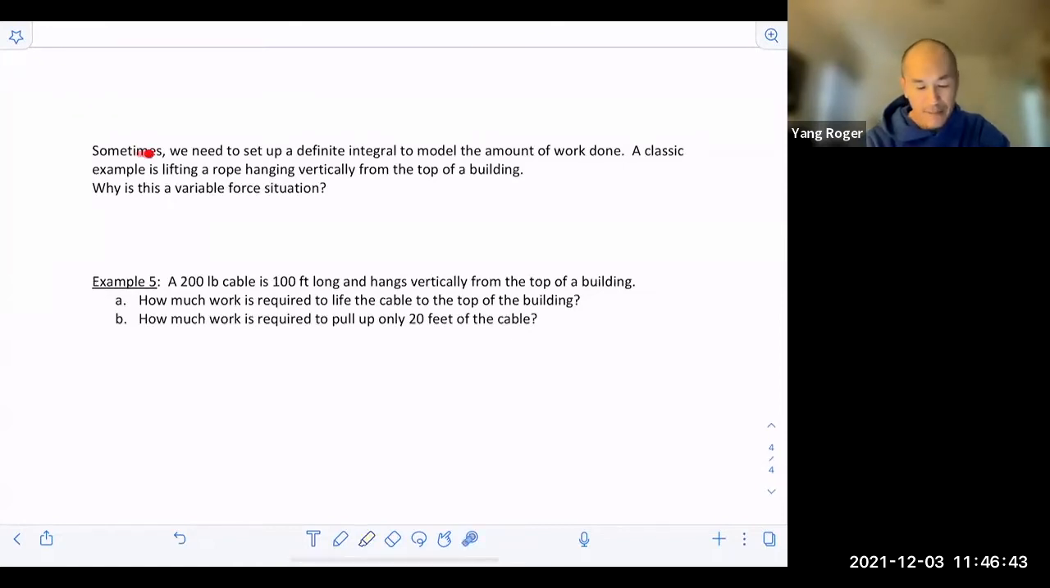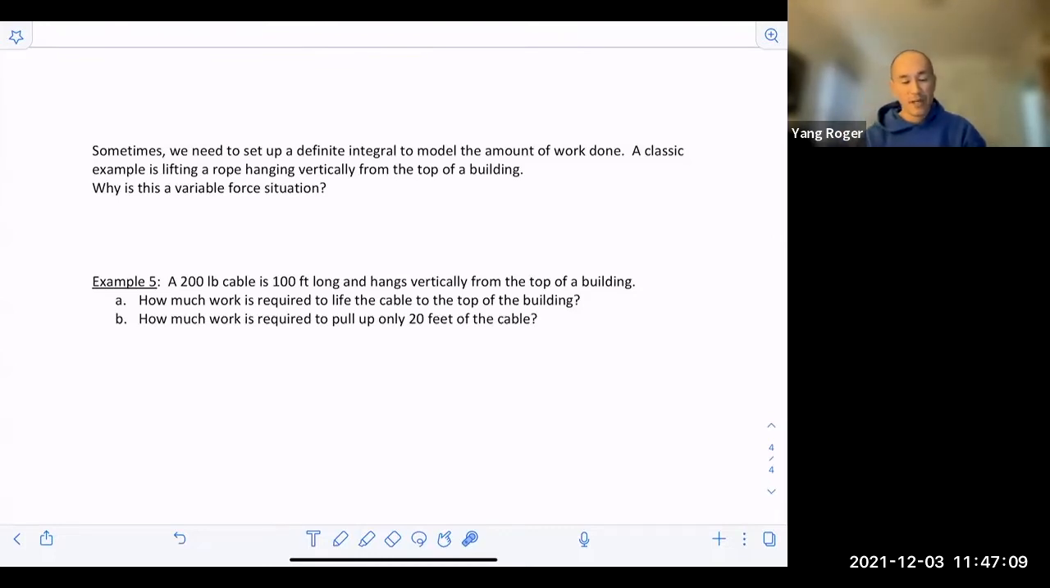So sometimes we need to set up a definite integral to model the amount of work done. A classic example is lifting a rope hanging vertically from the top of a building. So I have the question, why is this a variable force situation?